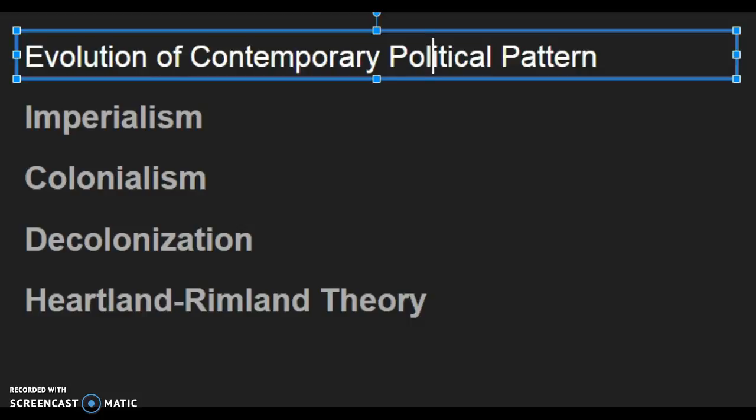Want to go ahead and remind you of a few key things we've already read about and discussed in class. I'm going to review a little bit about imperialism, colonialism, decolonization, and a little bit of review of our different political theories, the Heartland and Rimland theory.